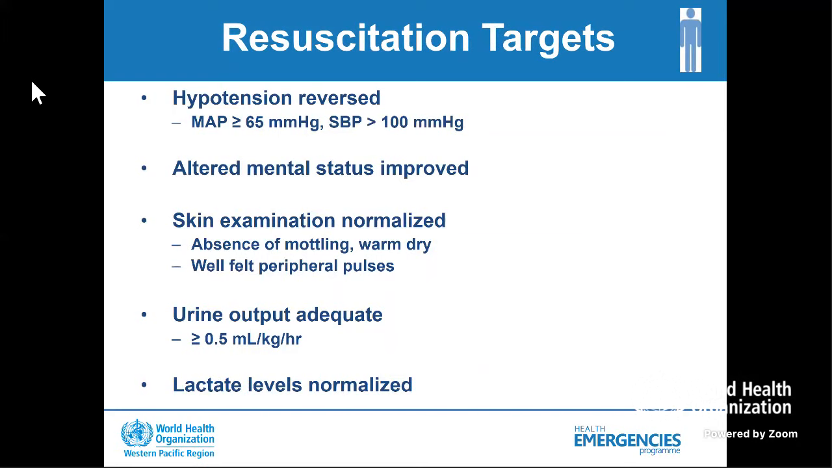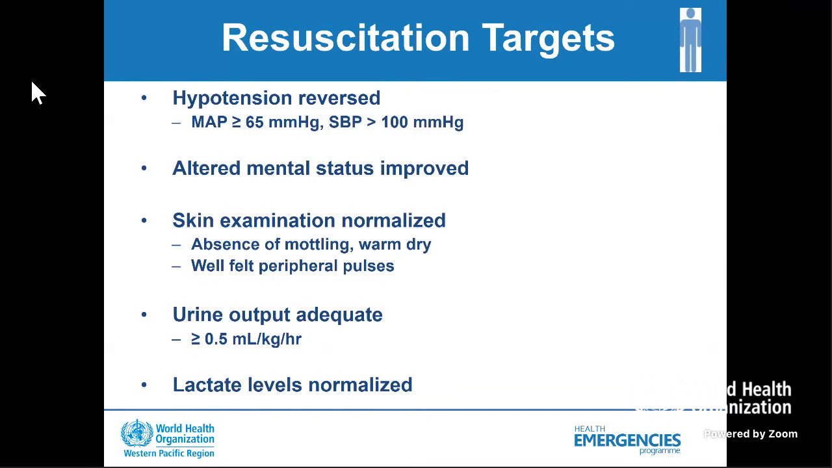So the way I think about it is these 5 together, and I think of this word HASL. It's not really a word, but this is how I remember the 5. First is hypotension. You want to reverse it. And you're aiming for a mean arterial pressure of greater than 65. We use a mean arterial pressure because it is derived from both the systolic and the diastolic pressure, which is the true driving pressure. An alternative is using the systolic blood pressure of greater than 100.